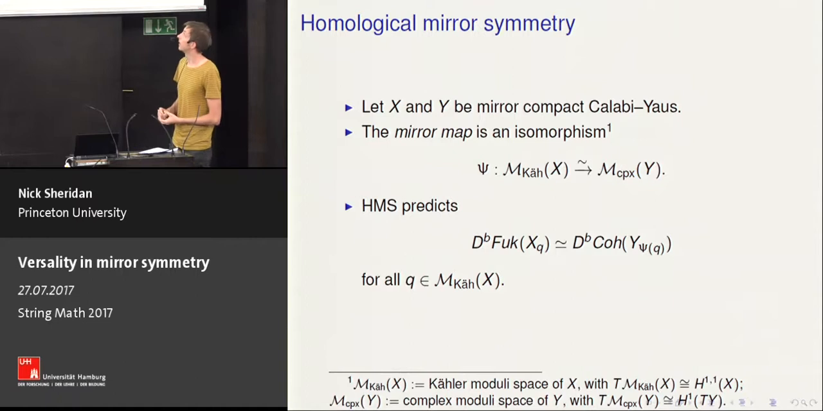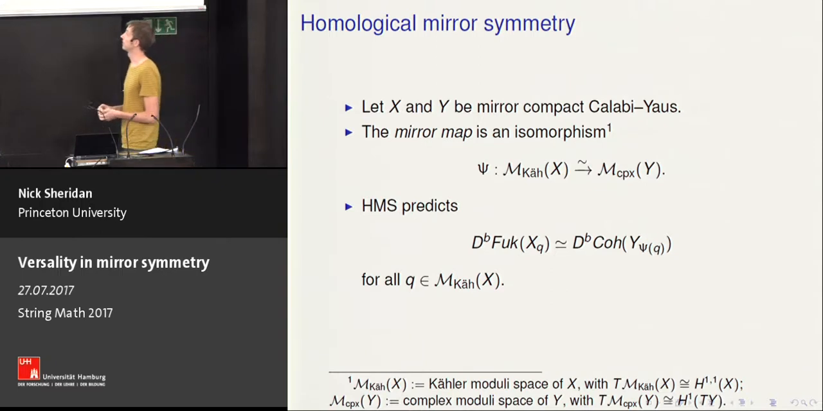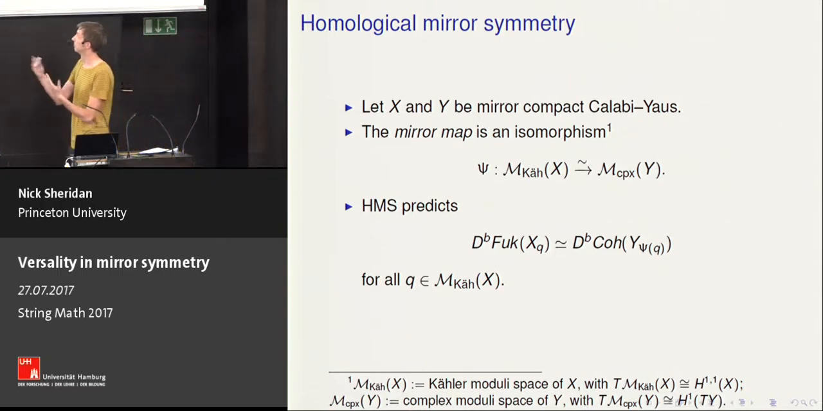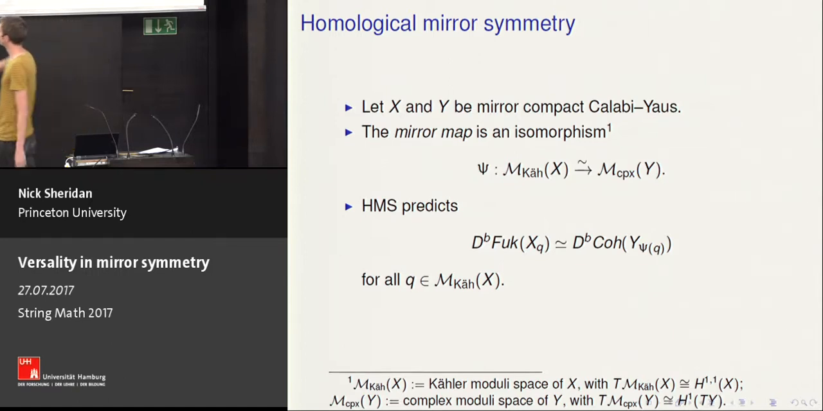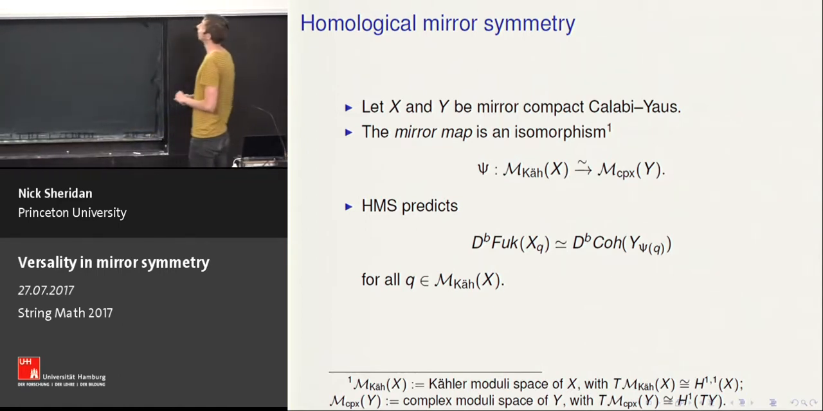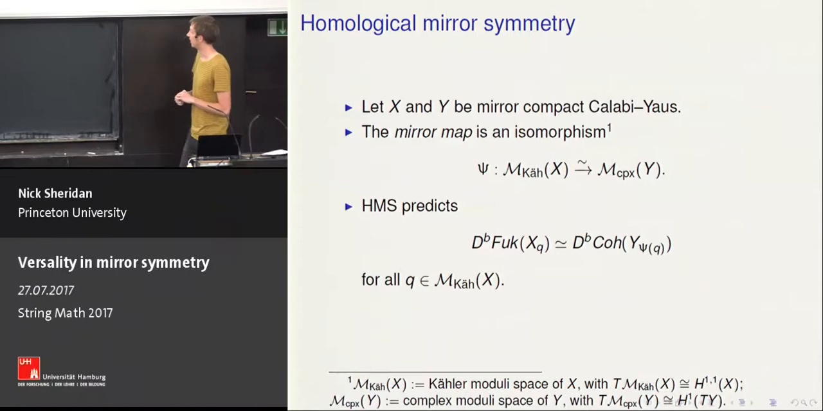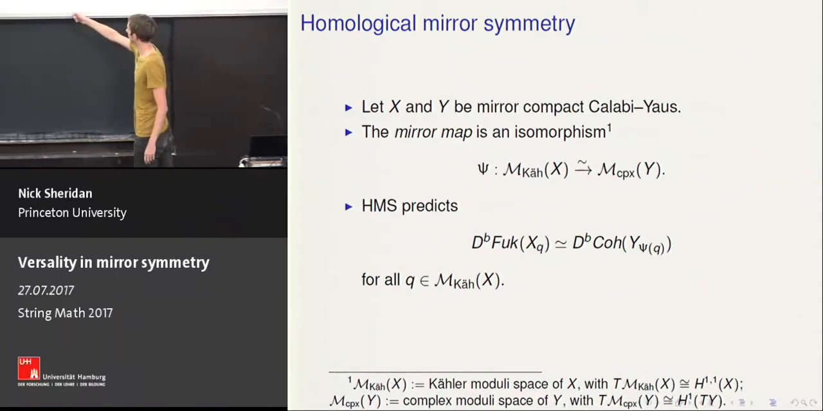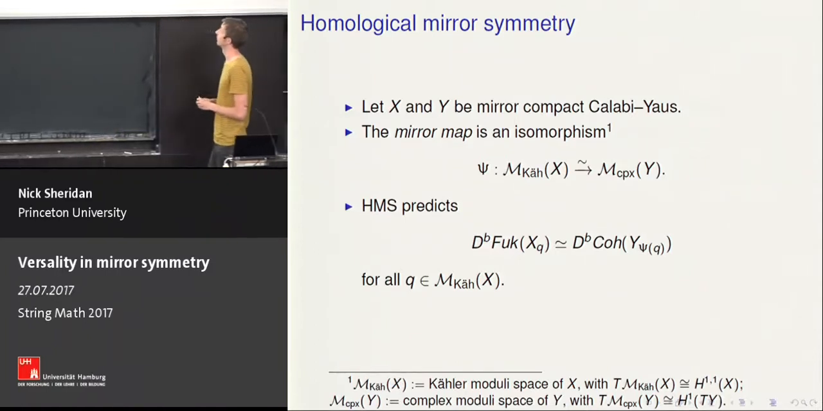So if X and Y are mirror compact Calabi-Yau varieties, then mirror symmetry predicts that we should have, first thing, an isomorphism between the moduli space of Kähler forms on X, whose tangent space is H^{1,1}, and the moduli space of complex structures on Y, whose tangent space is H^1 of the tangent bundle of Y.